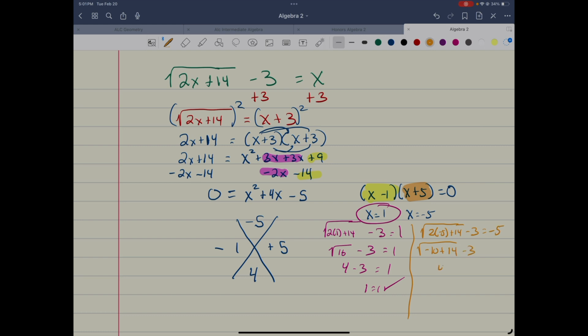Minus 3, so that's 4 minus 3. 4 minus 3 is 1. 1 does not equal negative 5. So since 1 does not equal negative 5, that is not a solution. So that doesn't work. So our only solution is 1 for that one.